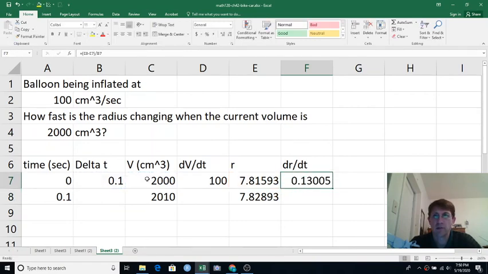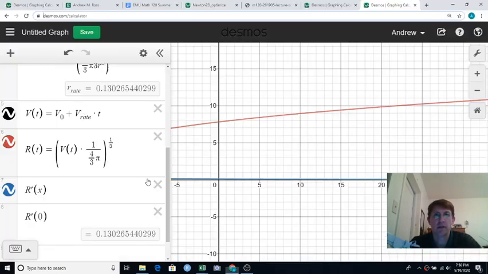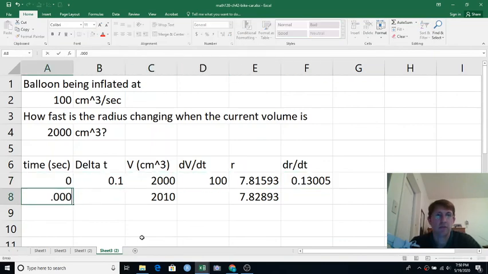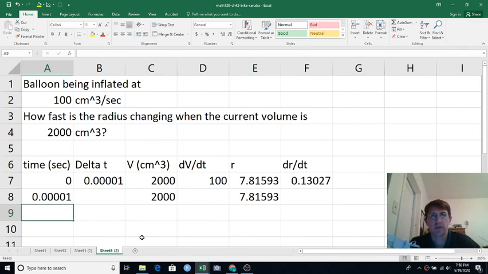And that's pretty much what we got in Desmos: 0.13026, 0.13005. We can make delta t much smaller, and then we get basically the same thing. All right, we think that problem is solved.